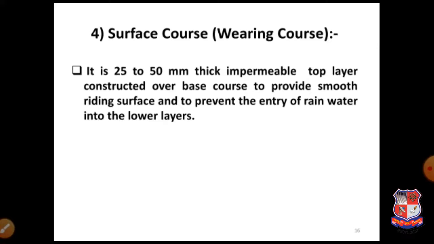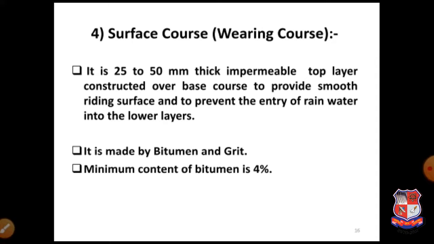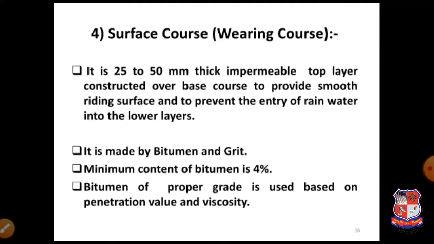The surface course, also known as wearing course, is a 25 to 50 mm thick impermeable top layer constructed over the base course to provide a smooth riding surface and to prevent the entry of rainwater into the lower layers. It is made of bitumen and grit. Minimum content of bitumen is 4%. Bitumen of proper grade is used based on penetration value and viscosity.